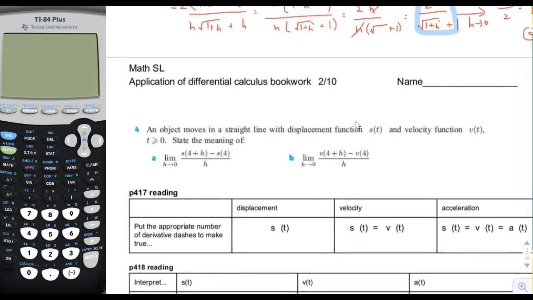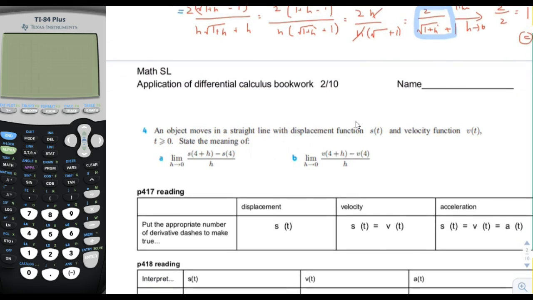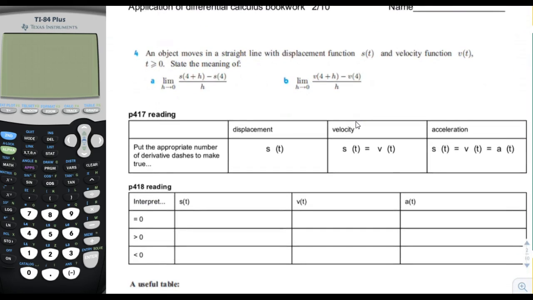Okay, now page 2 of Applications of Differential Calculus. I don't know how you felt about that visit to memory lane, derivatives found by first principles, a lot of algebra. Luckily, I think we're through that. We will go back to just taking regular derivatives. So here we are on number 4.